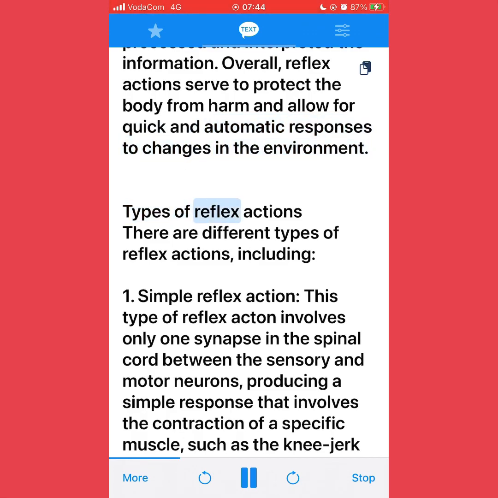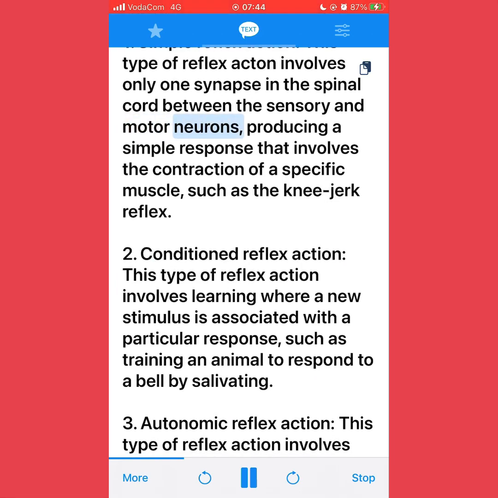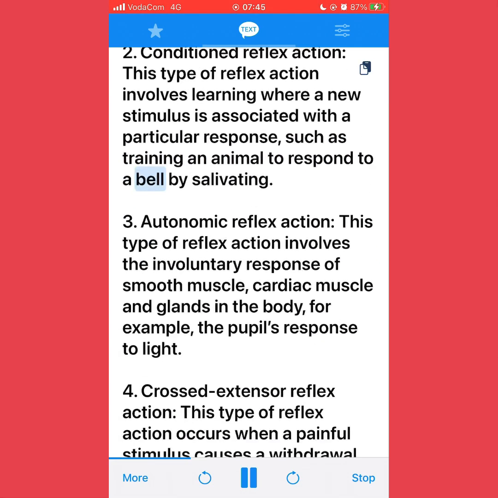Types of reflex actions. There are different types of reflex actions, including: 1. Simple reflex action. This type of reflex action involves only one synapse in the spinal cord between the sensory and motor neurons, producing a simple response that involves the contraction of a specific muscle, such as the knee-jerk reflex. 2. Conditioned reflex action. This type of reflex action involves learning where a new stimulus is associated with a particular response, such as training an animal to respond to a bell by salivating.